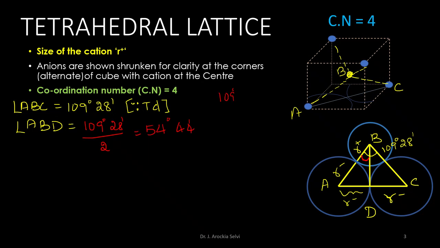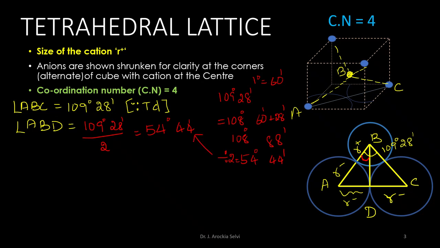109 degree 28 minutes can be written as 108 degree. Then 1 degree is supposed to be 60 minutes. So I am just separating 1 degree to make it a divisible one. So 1 degree will be equivalent to 60 minutes, and that is added again with the already existing 28 minutes. So 108 degree, then 88 minutes. Now you just divide this by 2. It will be 54 degree 44 minutes. That is what we have seen here. Okay, so this is the angle value, we have got it.